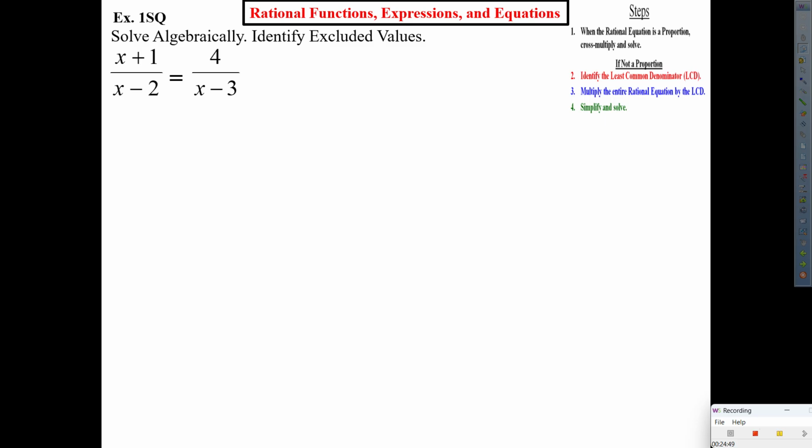All right, copy this one. Example 1, Super Q. X plus 1 over x minus 2 equals 4 over x minus 3. Copy that? So x plus 1 over x minus 2 equals 4 over x minus 3. All right?